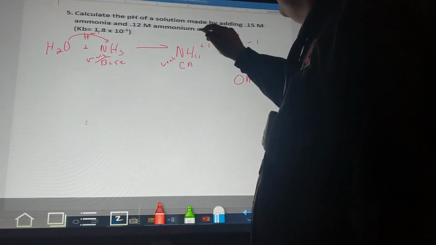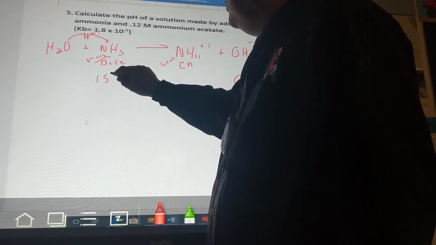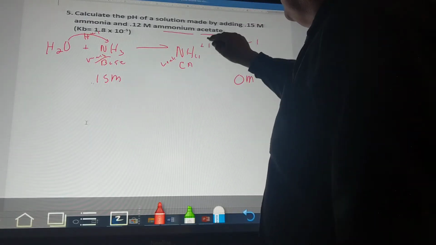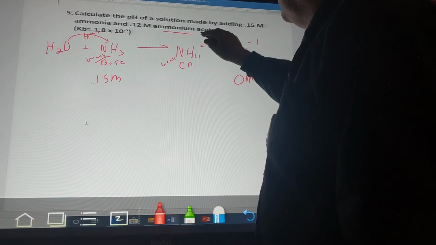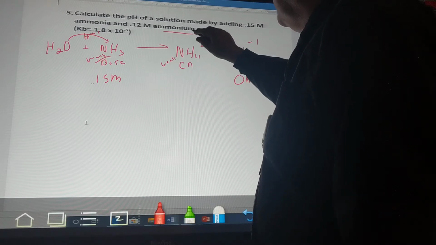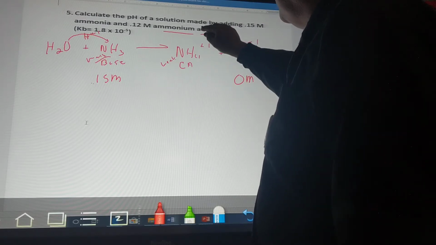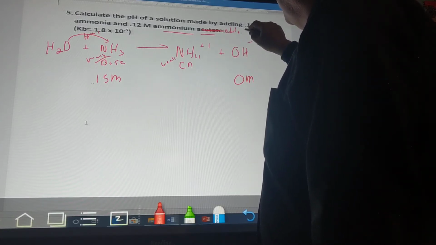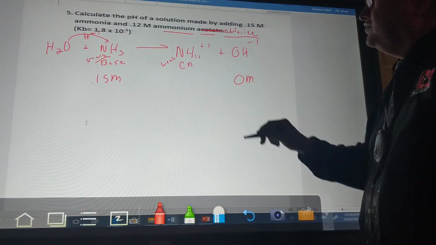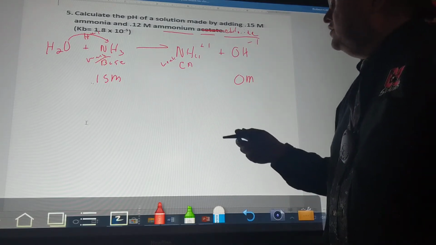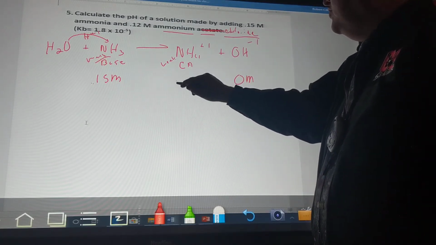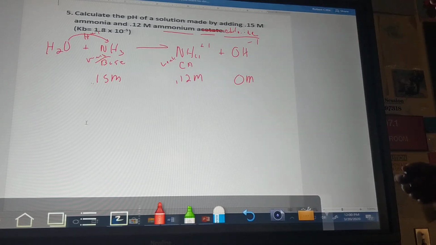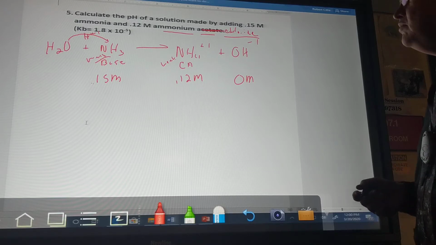Initially, you're throwing in 0.15 molar ammonia, and the ammonium acetate, okay, I'm going to change that. I should have changed it. I meant chloride. Definitely want to change that to chloride. So it is 0.12 molar. I just kind of made the problem up from the last one, which was an acetic acid problem.